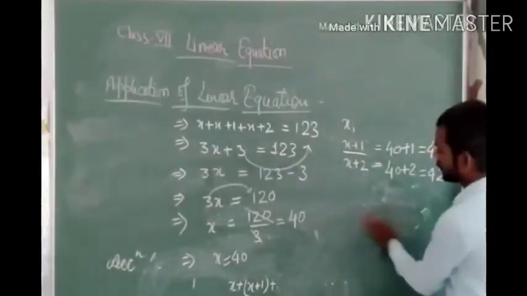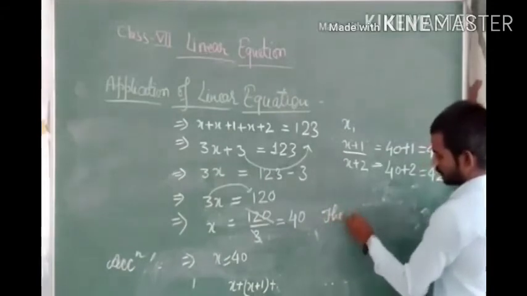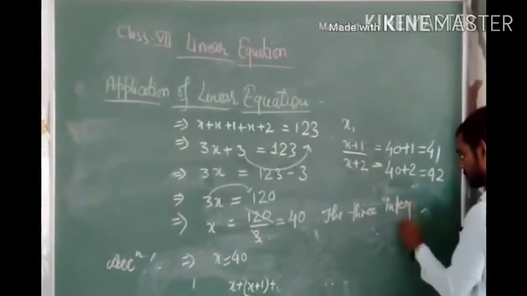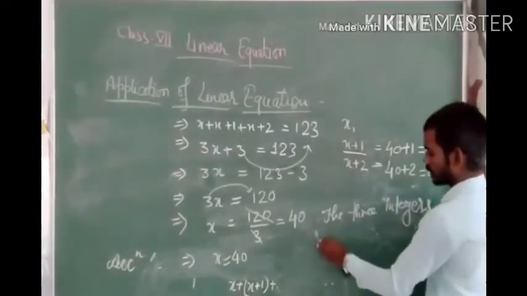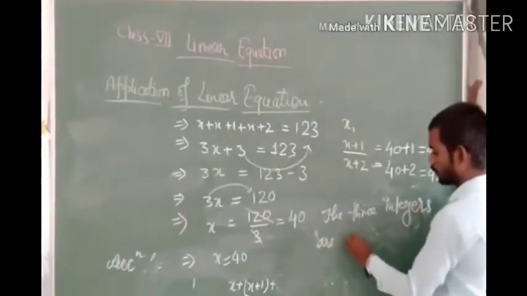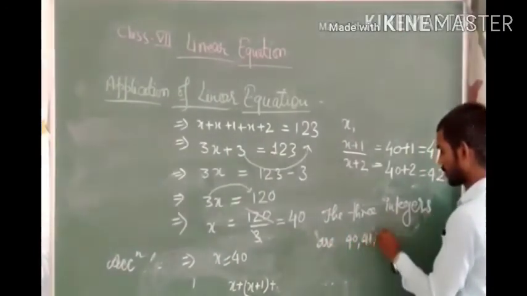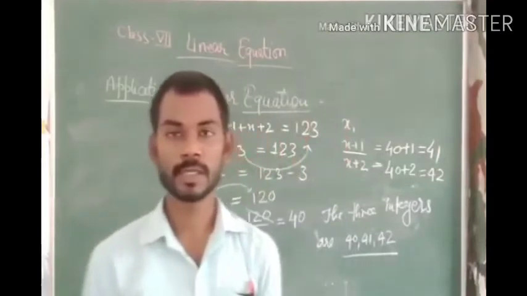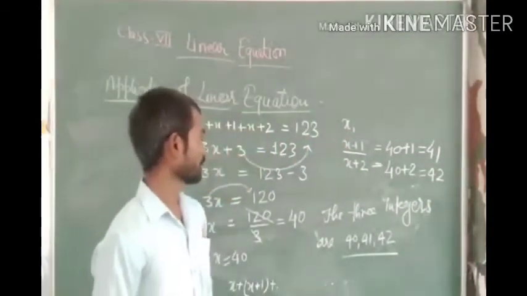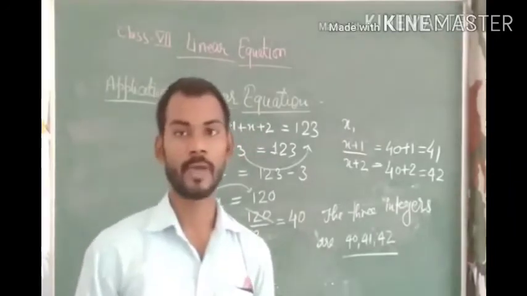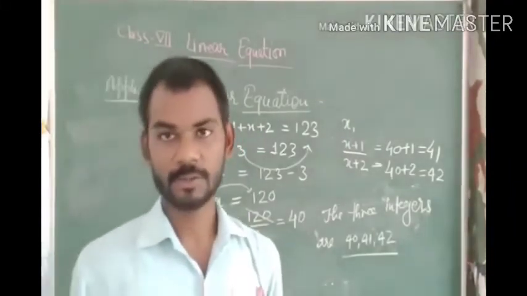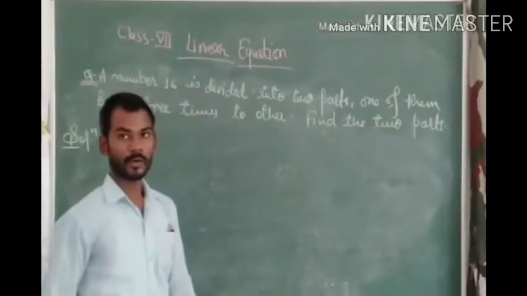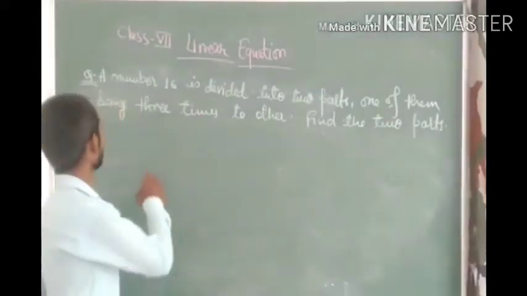So the final result: the three integers are 40, 41 and 42, for which the sum is 123. I hope there is no problem and you get this very easily. Now let us see the next question.